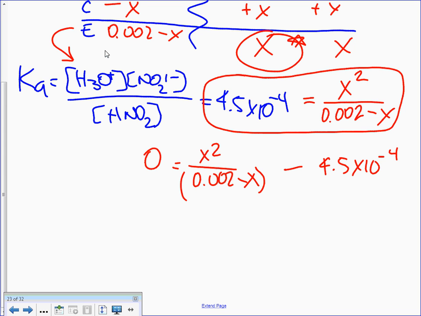It should give us a negative number. Oh, you have to put parentheses around your 4.5 times 10 to the negative 4th. Oh, sorry. Go back up. I can only help people with calculators that I know.